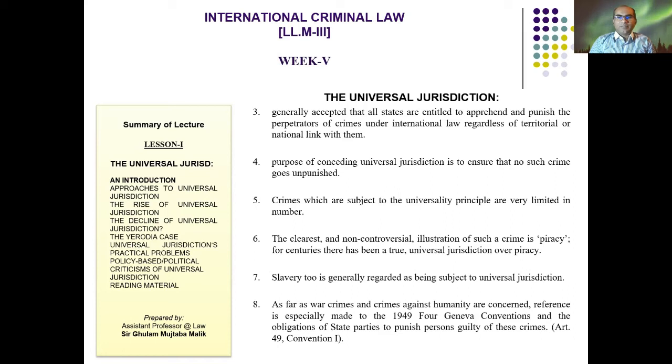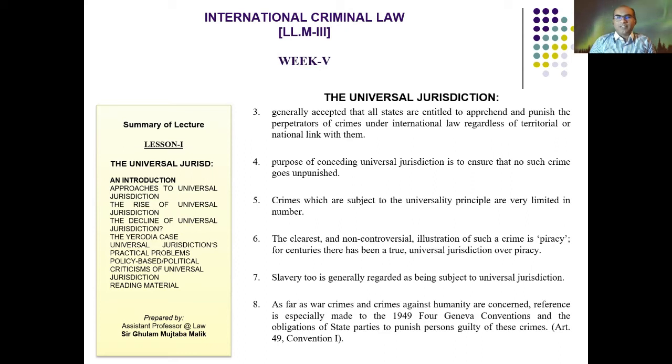Crimes which are subject to the universality principle are very limited in number. The clearest and least controversial illustration of such a crime is piracy. For centuries, there has been a true universal jurisdiction over piracy. That is the first universal crime, which any state can prosecute internationally. Slavery is also generally regarded as being subject to universal jurisdiction.